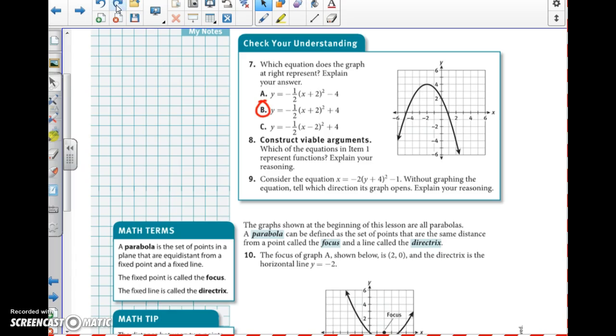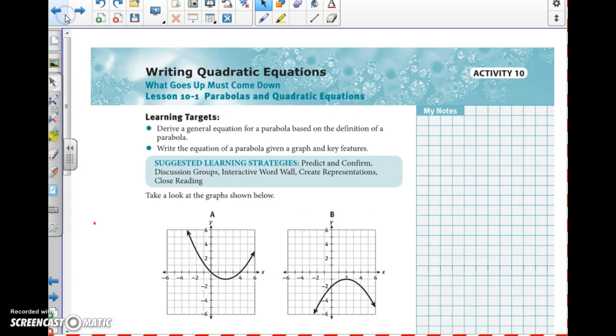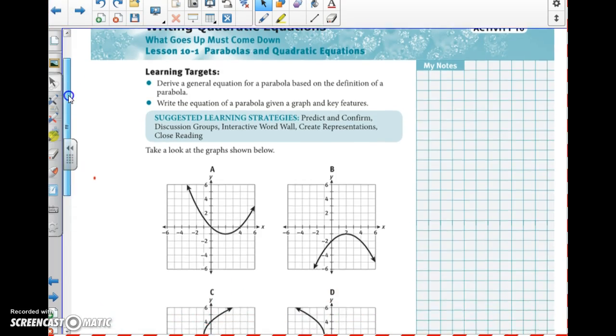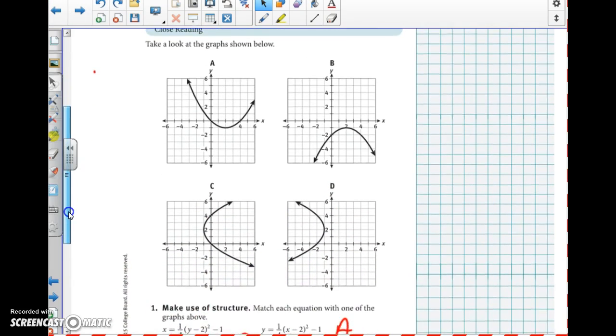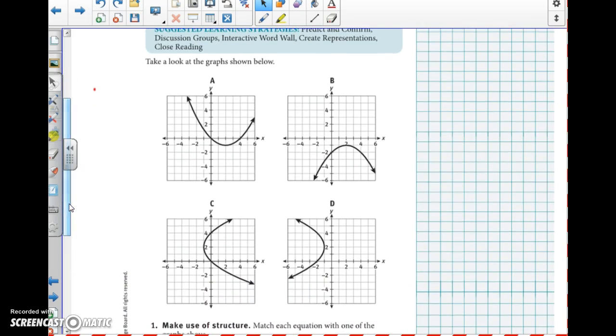There's D. All right, now look at number 8. Construct viable arguments. Which of the equations in item 1 represent functions? And explain your reasoning. Okay, so let's go back to this. That just wants to know, already in this course you've already been taught these lessons. Which of these 4 choices represent functions is the question.